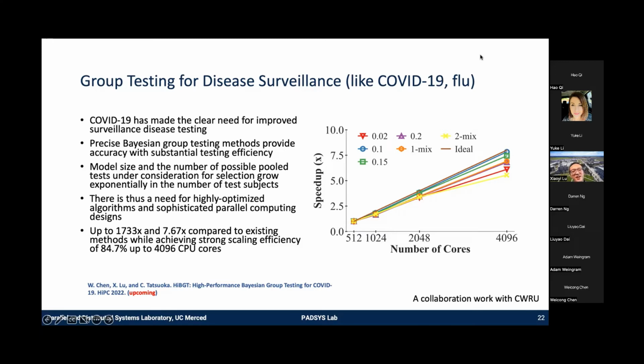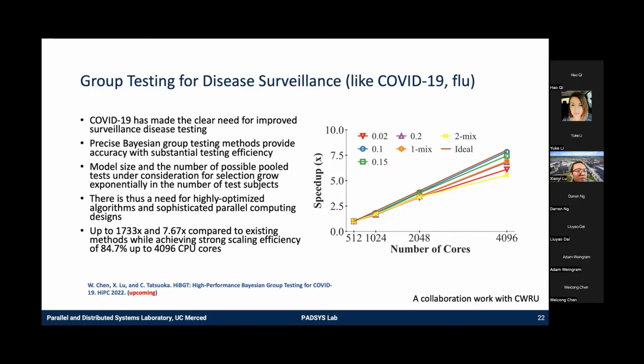That's a big challenge. So what we did with Ben and his group and his advisor is that we are trying to propose a precise Bayesian group testing method to help not only on accuracy, but also on scalability and performance. I don't want to go into details, but if you look at this figure, you can see that compared with the ideal case, our solution is almost linearly scalable, very close to the ideal case. We have a paper just accepted in HPC conferences, and multiple follow-up papers to improve this work, so we are going to publish them soon as well.